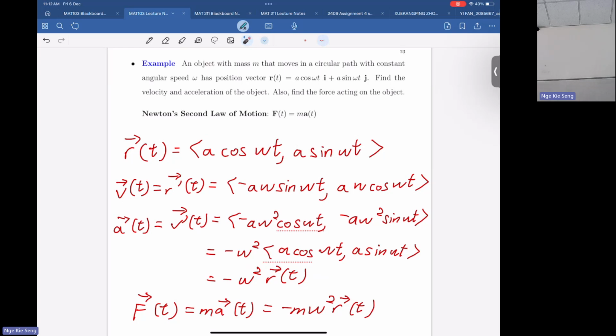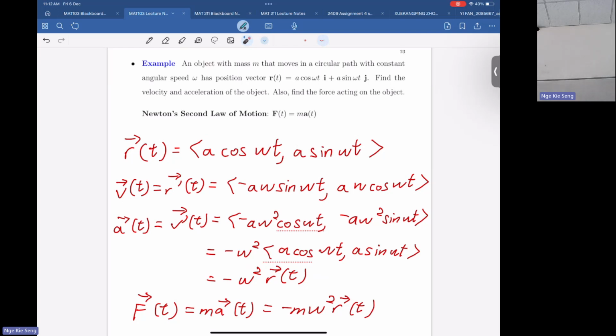So differentiate once, differentiate twice. But force, have you learned force? Force equals ma, where a is the acceleration. So let's compute it. If you compute the tangent vector, what do you get? Negative a omega sine omega t, a omega cos omega t.